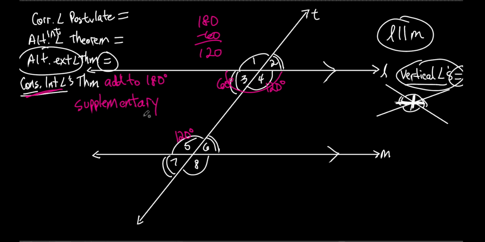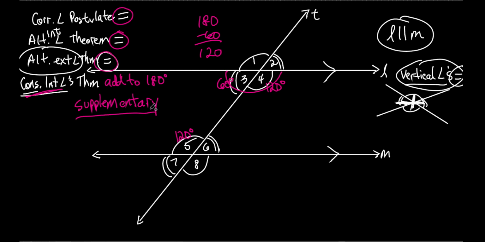Got to keep the vocabulary straight, okay? So supplementary means that they add up to 180. So our consecutive interior angle theorem says that if you have two parallel lines cut by a transversal, the consecutive interior angles are not equal, but supplementary. They're supplementary to each other. All right. What's true about the corresponding angles? They are equal. What's true about the alternate interior angles and the alternate exterior angles? They're equal. What's true about the consecutive interior angles? They are supplementary.